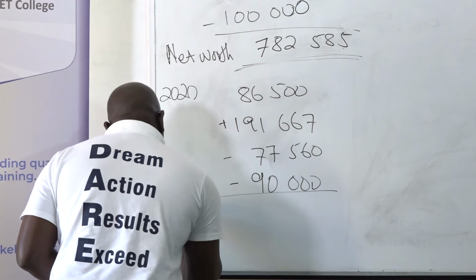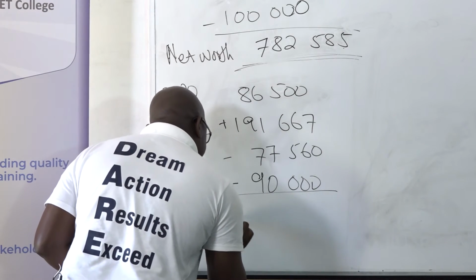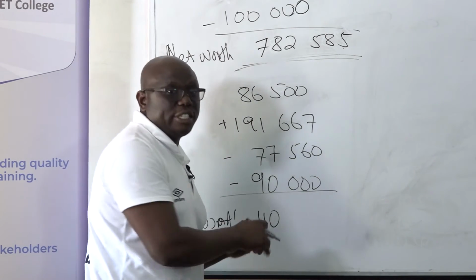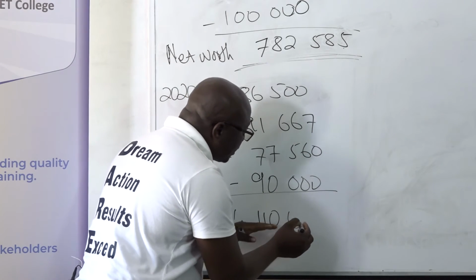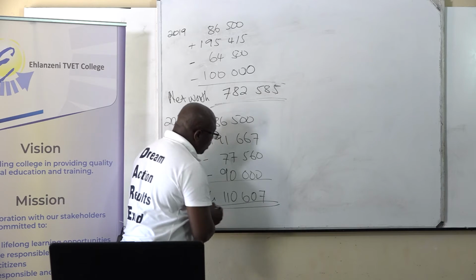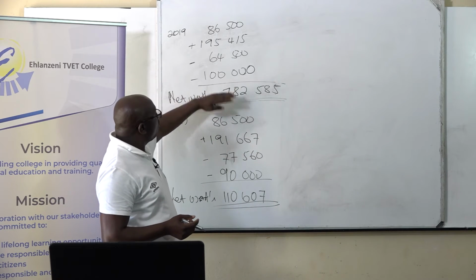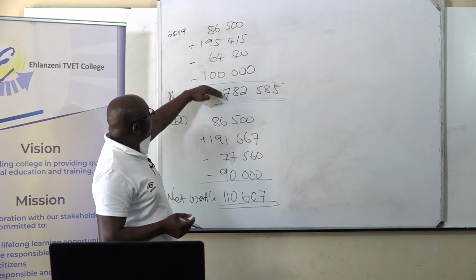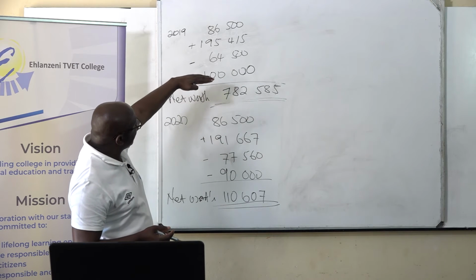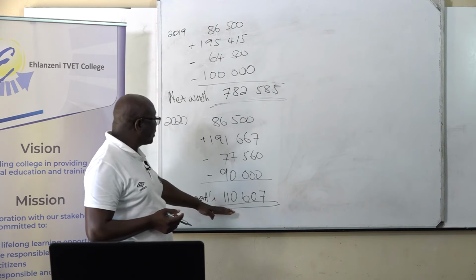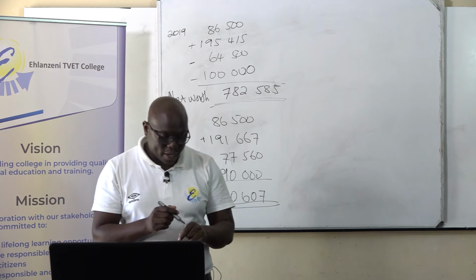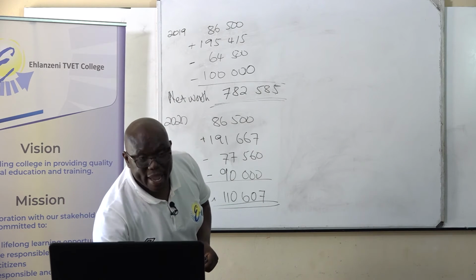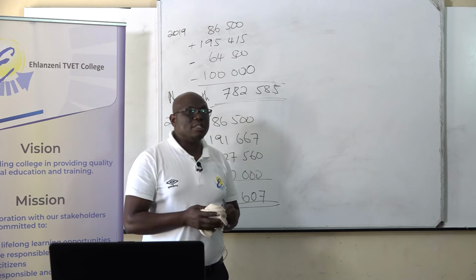Then we get the sum, which gives us our net worth. Our net worth is going to be 110,607. So we have to compare these two years. As you can see, in 2019 our net worth is 782,000, and the following year is this. It means the business has dropped in terms of performance. So let us go and check the return on investment ratio.